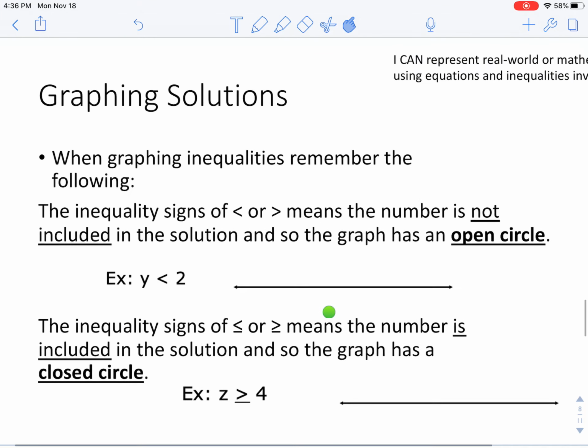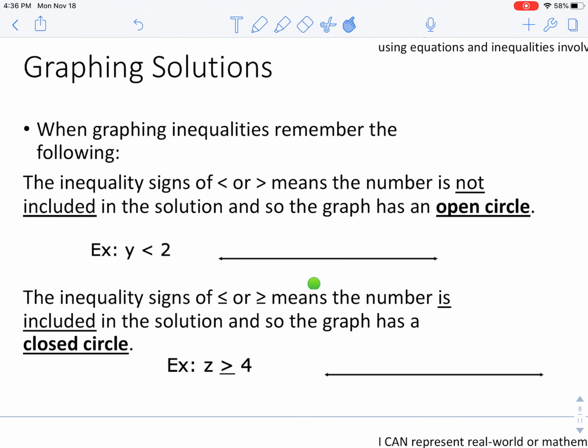All right, graphing solutions. When graphing inequalities, remember the following. The inequality signs of less than or greater than mean the number is not included in the solution, and so the graph has an open circle. So when you have less than or greater than, you're going to have an open circle. Here's what it means. You are going to plot the number you're given, so we're given 2.